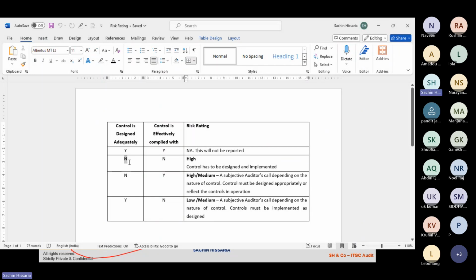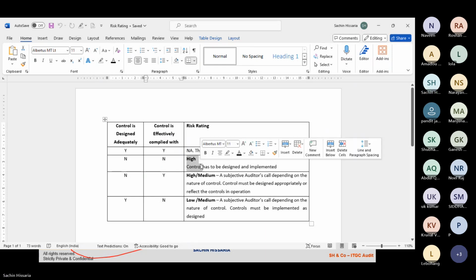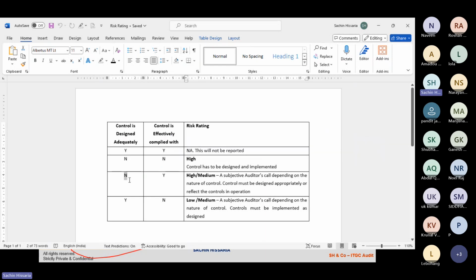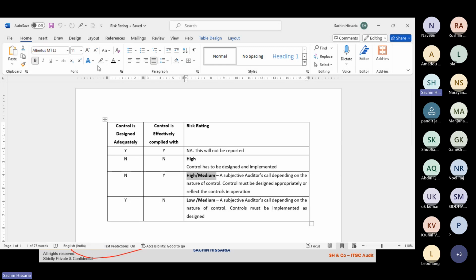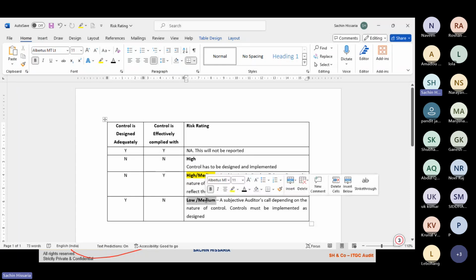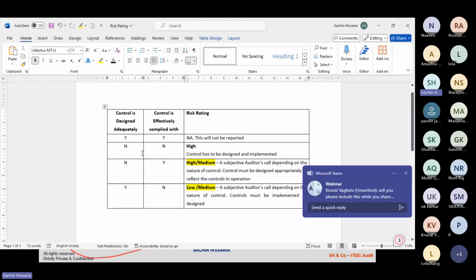If control is not designed adequately and not implemented effectively, this is a high observation. If control is not designed adequately, but effectively implemented, then I may rate this observation high or medium. This is a subjective call of an auditor. If designed adequately, but not effectively implemented, I may rate it as low or medium. Again, a subjective call.